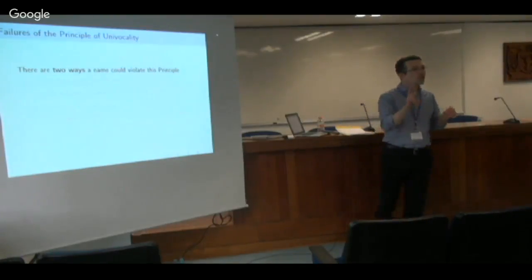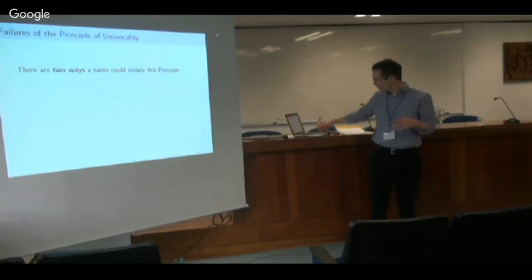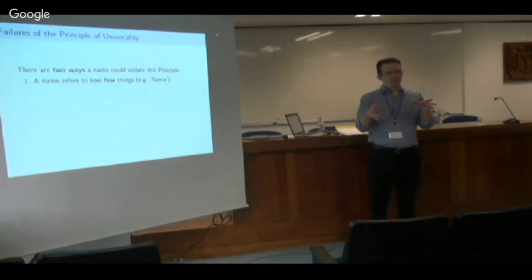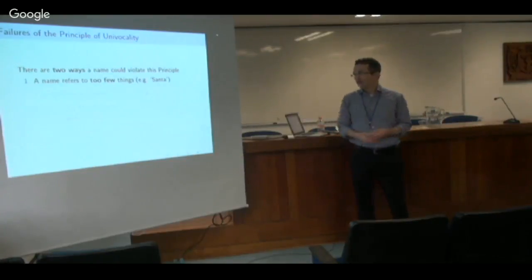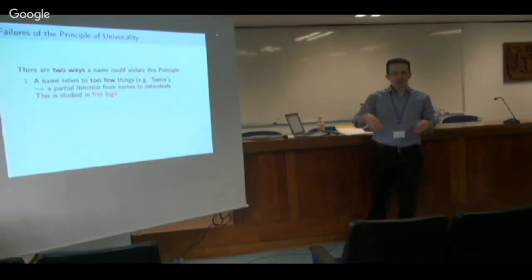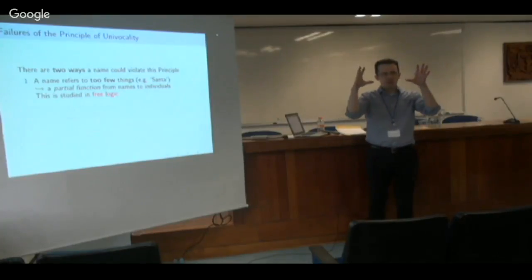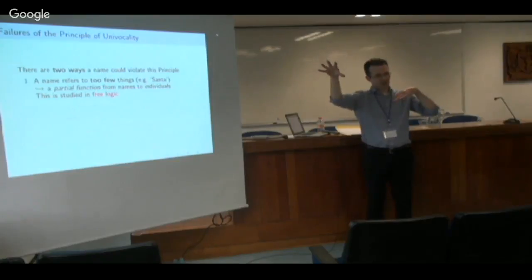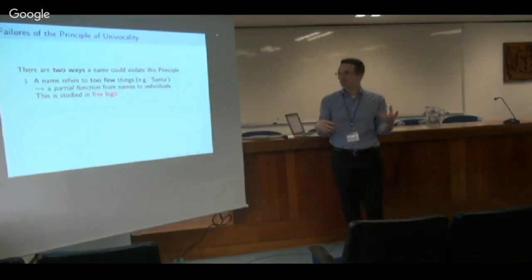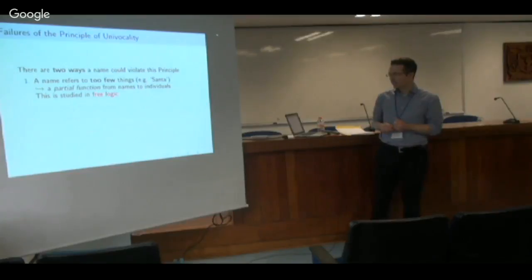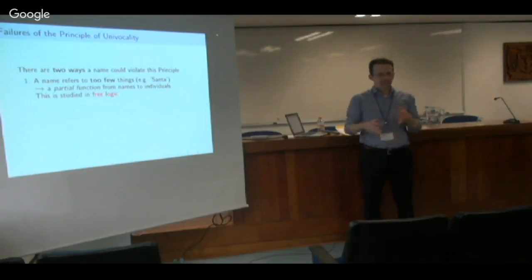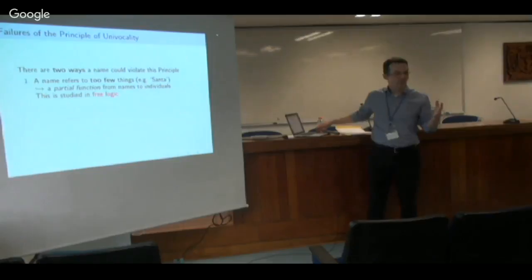Now note that there are two ways a name can violate this principle. One way is a name refers to too few things. So that's like non-denoting names, like Octavio was just talking about, like Vulcan or Santa, right? That violates the principle of univocality insofar as we cease having a total function from the names to the individuals in the domain of discourse. Instead, we have a partial function from names to individuals. So there are some names that don't get mapped to any individual in the universe of discourse. This is studied in free logic and has been the subject of lots of investigations over many decades.